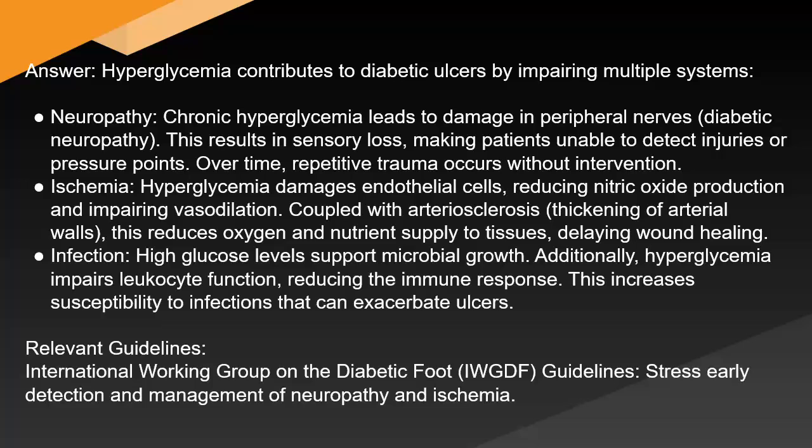Ischemia: hypoglycemia damages endothelial cells, reducing nitric oxide production and impairing vasodilation. Coupled with arteriosclerosis, thickening of arterial walls, this reduces oxygen and nutrient supply to tissues, delaying wound healing. Infection: high glucose levels support microbial growth. Additionally, hypoglycemia impairs leukocyte function, reducing the immune response. This increases susceptibility to infections that can exacerbate ulcers. Relevant guidelines: International Working Group on the Diabetic Foot (IWGDF) guidelines stress early detection and management of neuropathy and ischemia.